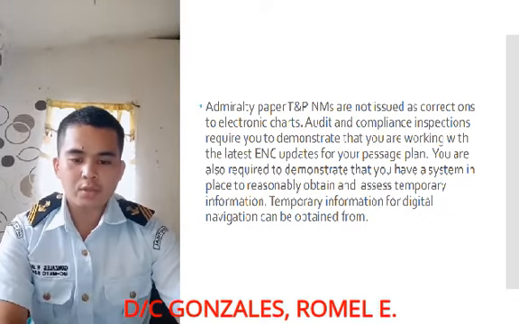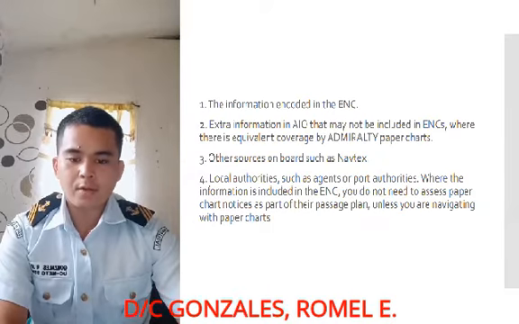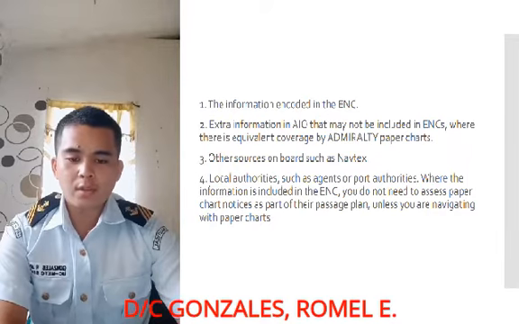Audit and compliance inspections require you to demonstrate that you are working with the latest ENC updates for your passage plan. You are also required to demonstrate that you have a system in place to reasonably obtain and assess temporary information. Temporary information for digital navigation can be obtained from the following. First, the information encoded in the ENC. Second, extra information in AIO that may not be included in ENCs where there is equivalent coverage by Admiralty paper charts.